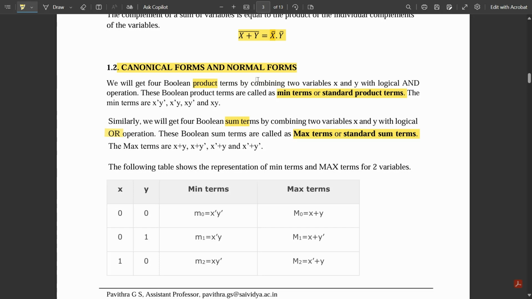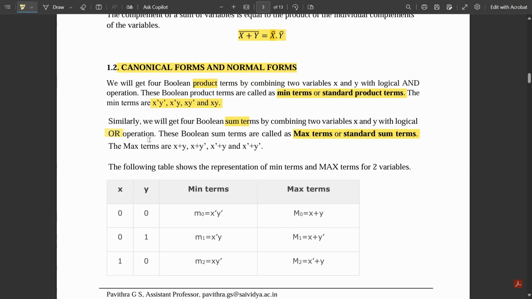Since we have taken two variables x and y, you should remember one thing. If we have n variables, we would have 2 to the power n combinations. So if we have two variables here, totally we would have four combinations. They mentioned it in terms of standard product. That is, first is x bar y bar, where bar means complement. Okay, x bar y bar, x bar y, x y bar and xy. Okay, so these terms are called min terms.